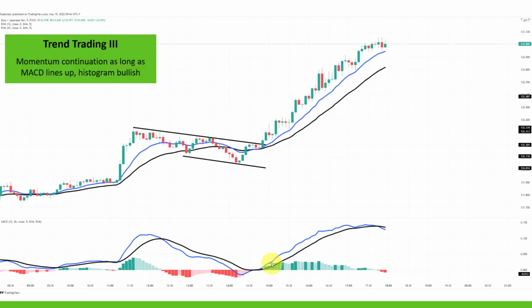And you can see afterwards the MACD resumes green. Even though sometimes the MACD histogram declines, that shouldn't be a worry for you as a trend trader. As long as the MACD is green and as long as the MACD lines here are separated, that's typically considered a bullish signal. And you can see very nicely how the trend unfolds.